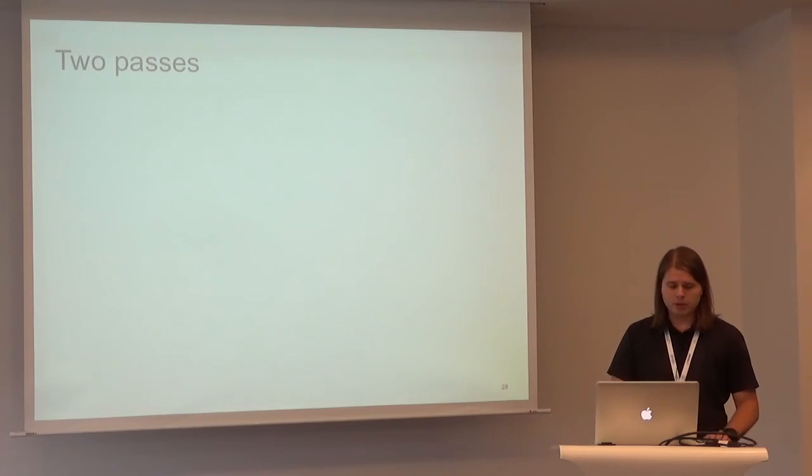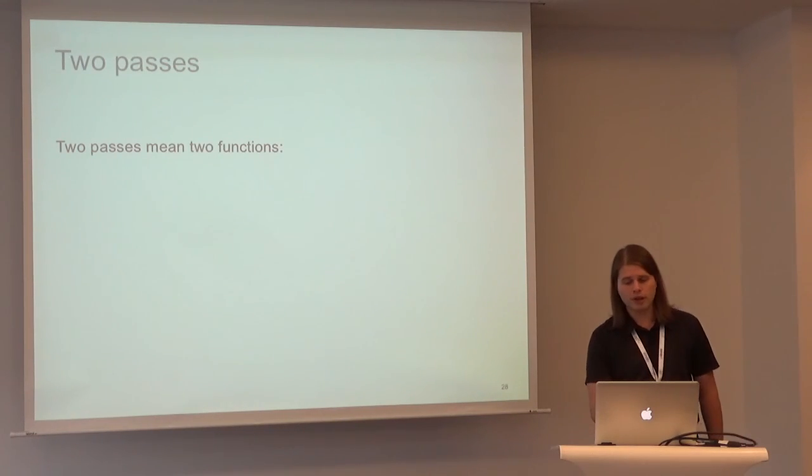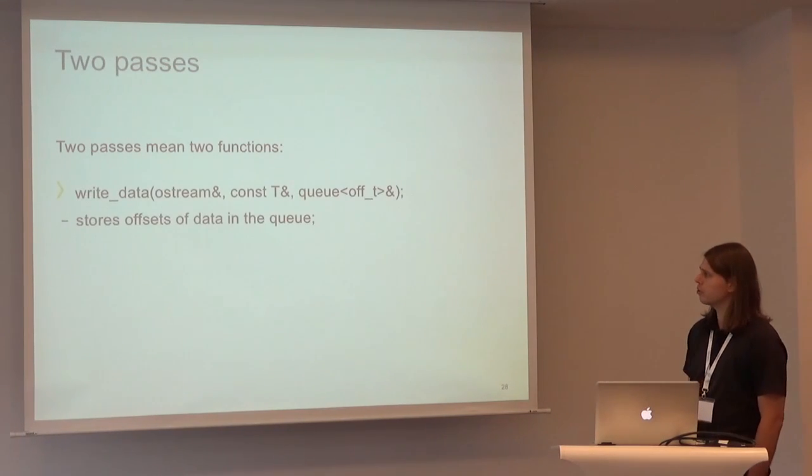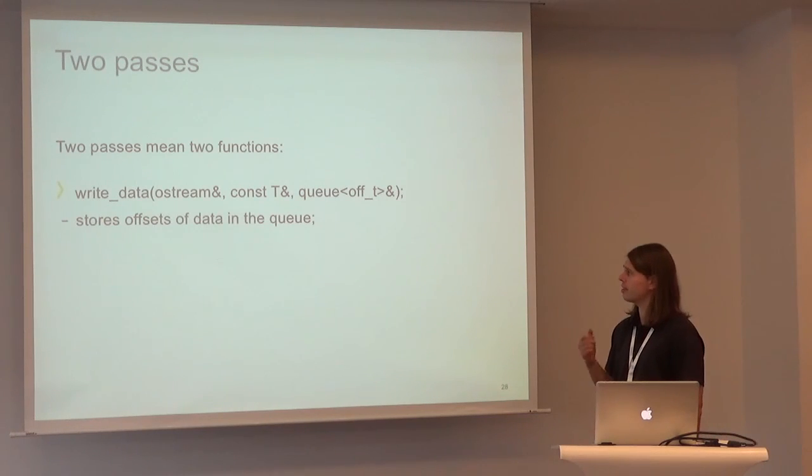So when we talk about two passes of serialization, we basically talk about, well, two functions. First, we need a specific function to store the data.